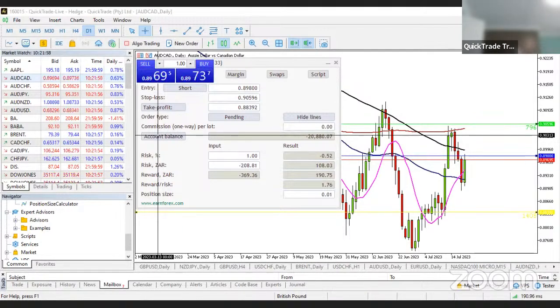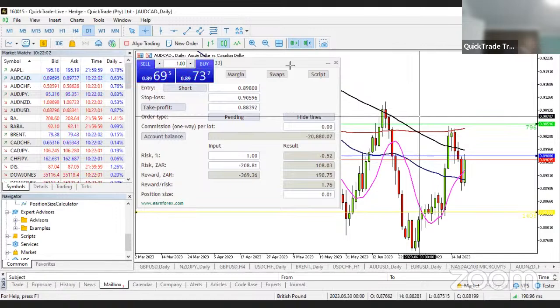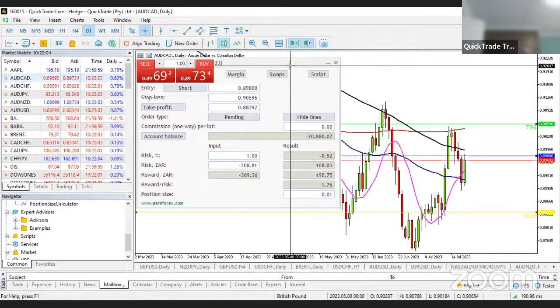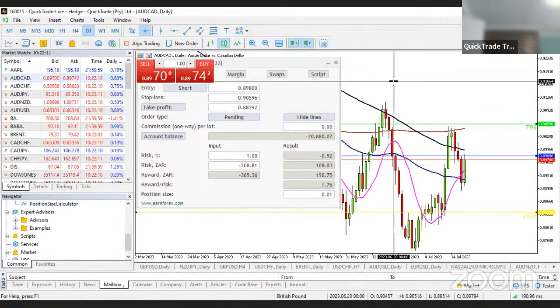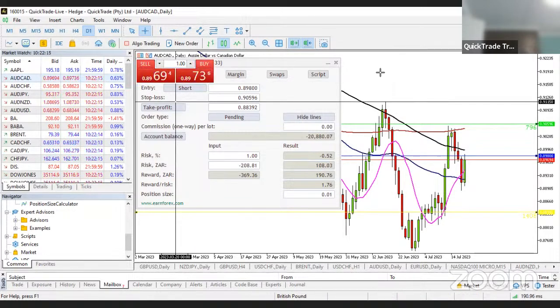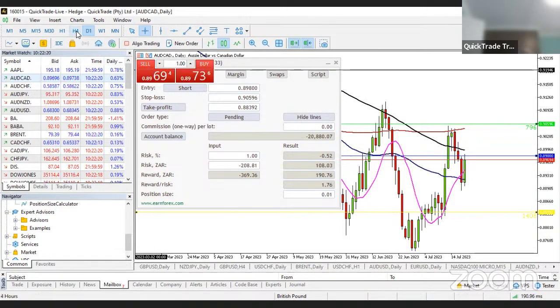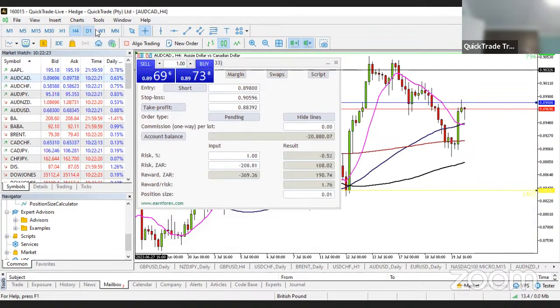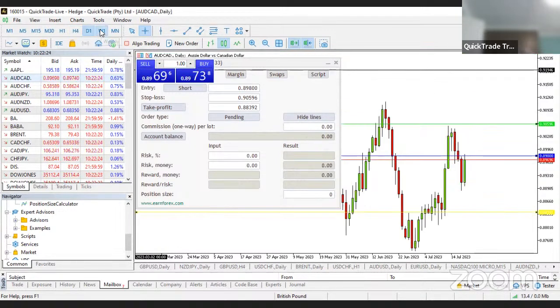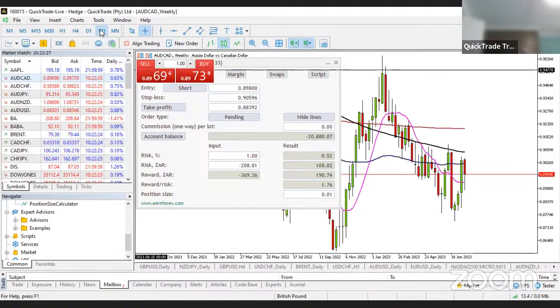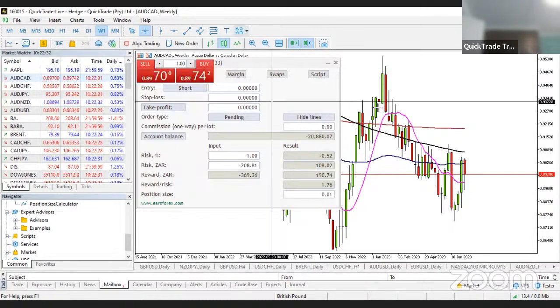Okay, so how's our Swiss? I like it on the weekly. It looks more convincing.